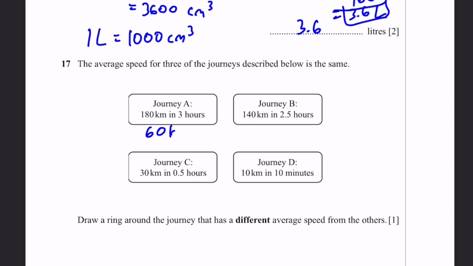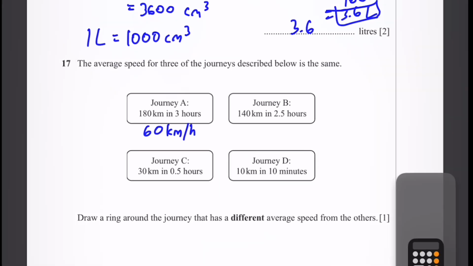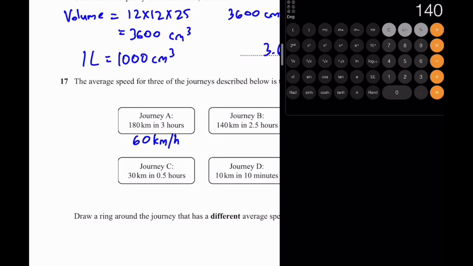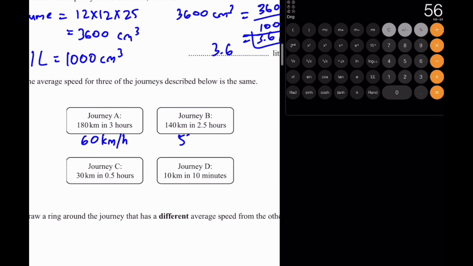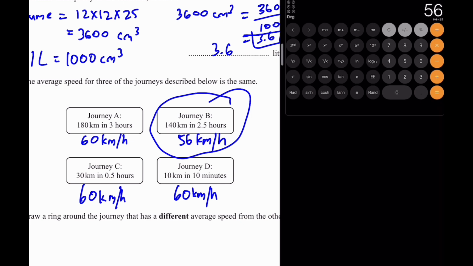So let's find each of these in kilometers per hour. This is equal to 60 kilometers per hour. And this, let's use our calculator, divided by 2.5 is equal to 56 kilometers per hour. So now we know the answer is either A or B because they're different. And journey C is equal to 60 kilometers per hour. Journey D is also 60 kilometers per hour. And therefore, journey B has a different average speed.